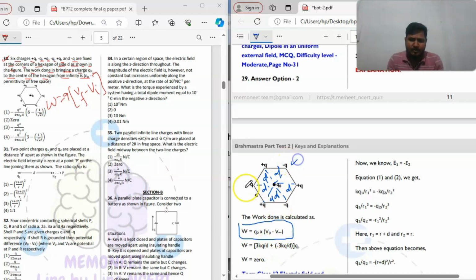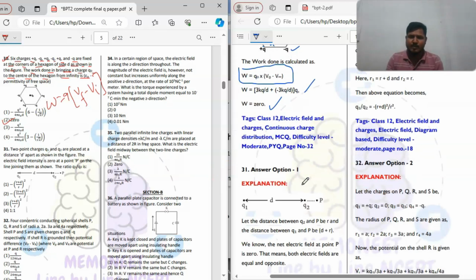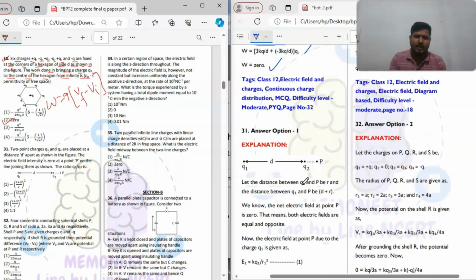Now for minus q, minus q, minus q, what we have done? Minus 3kq by d into q naught. So after solving this, we will get what? Work done is equal to 0. So our second option is the correct option, right? Okay, I think you might understand the concept. Okay, now come to the next question.